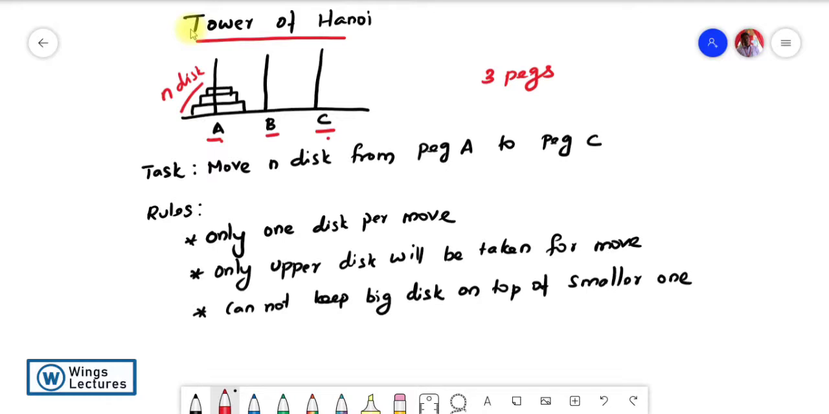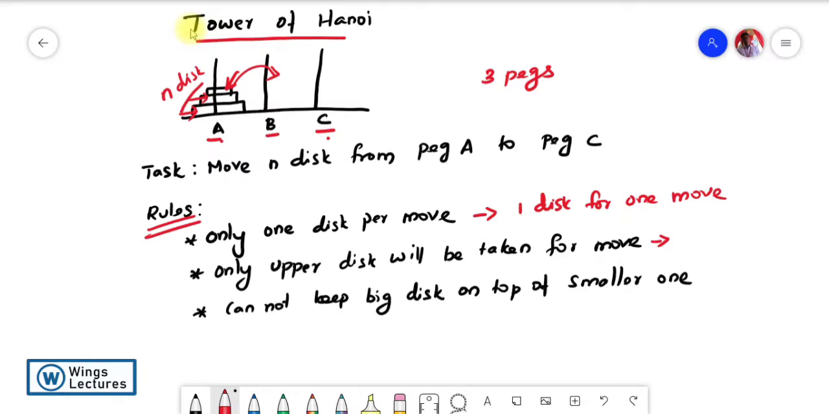So that is going to be the task, and for completing this task we have to follow certain rules. The first rule is you can take only one disk for one move. And the second one, you can take only the upper disk from the peg. So you cannot take the middle one or the last one. You always have to take the upper one for moving.